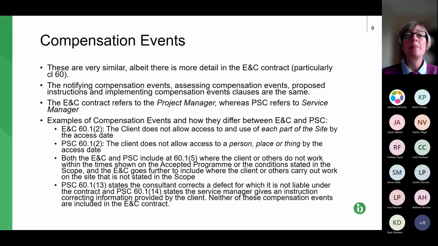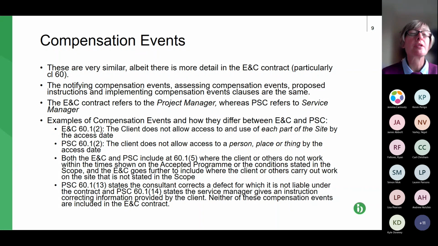Next bullet point down, both include compensation event five, in brackets, where the client or others do not work within the time shown on the accepted programme or the conditions stated in the scope. The engineering and construction contract goes a bit further and includes where the client or others carry out work on the site that's not stated in the scope as being a CE as well. Obviously, it's not needed in the professional services contract because the consultant's not carrying out work. But hopefully that one shows the importance of the accepted programme as between the contractor and the consultant, but also that the contractor incorporates the consultant's programme items into its programme that it will submit up the chain for acceptance by the project manager stroke client.